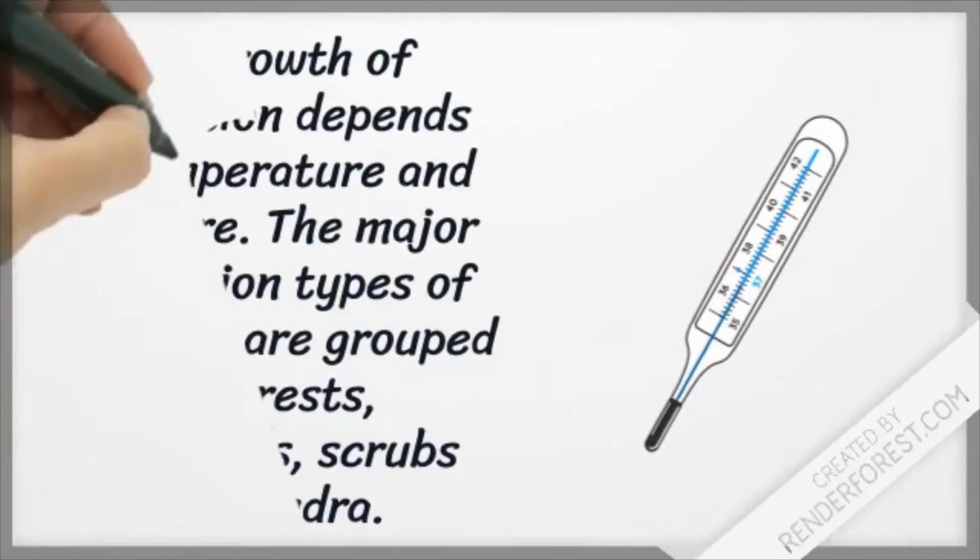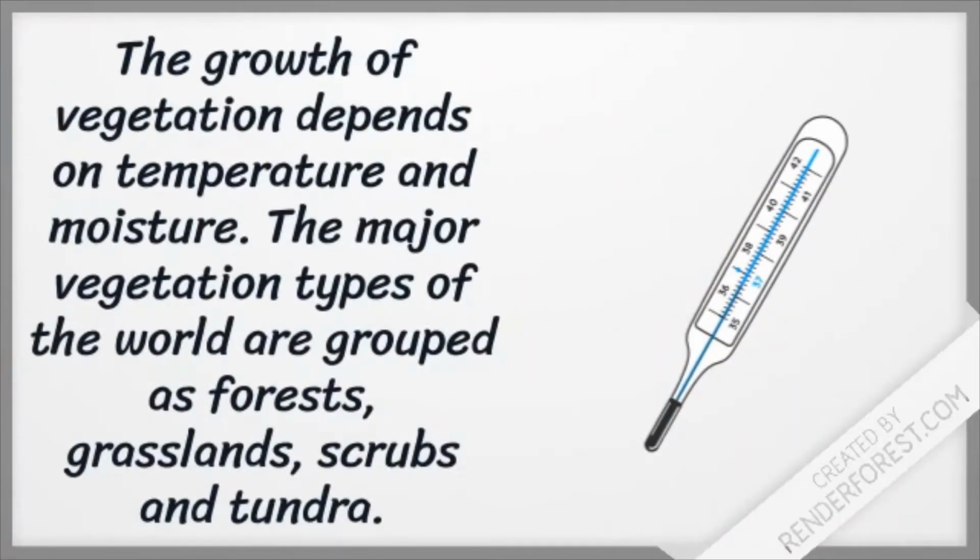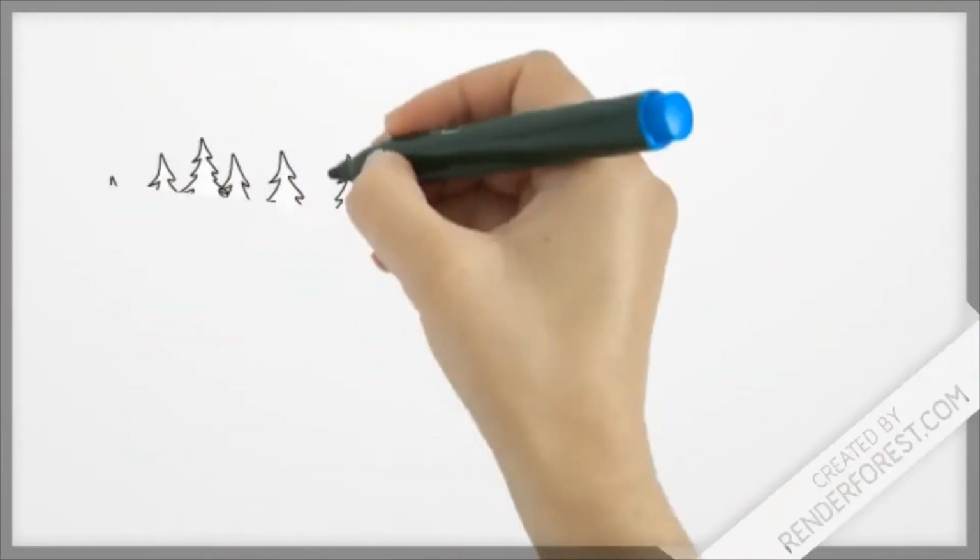The growth of the vegetation depends on temperature and moisture. The major vegetation types of the world are grouped as grasslands, forests, shrubs, and tundra.